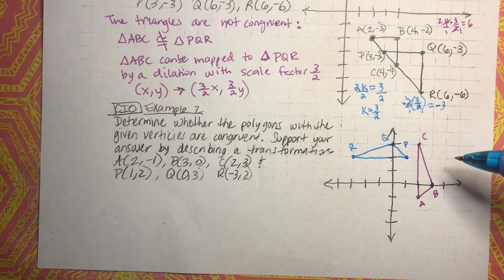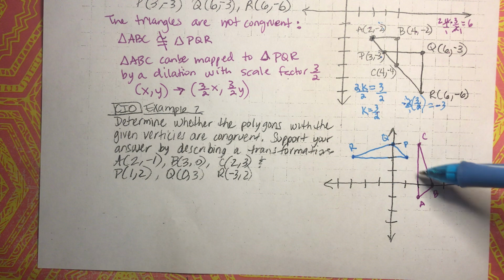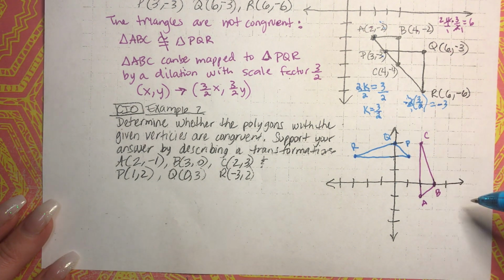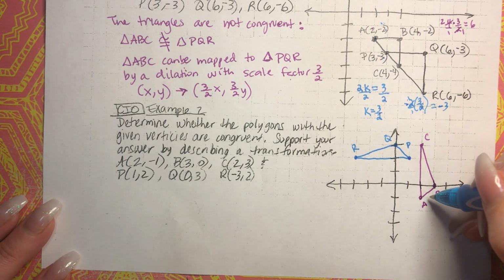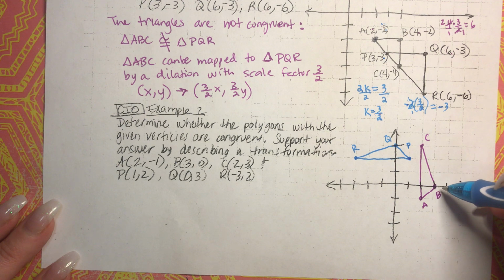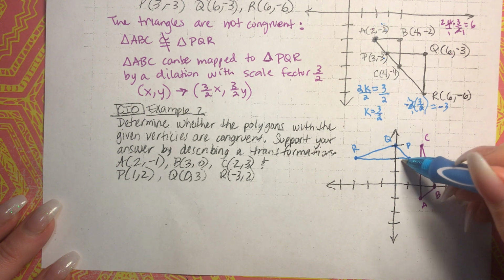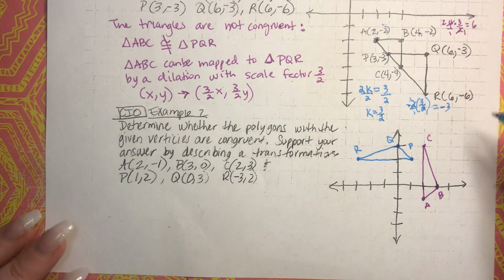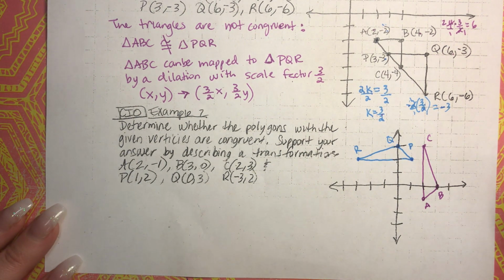So it doesn't look like it is a translation because the shape is totally moving. It doesn't look like a reflection. This looks like a rotation, right? And it looks like it's rotating this way, counterclockwise. Do you guys remember what that rule is for a counterclockwise rotation?